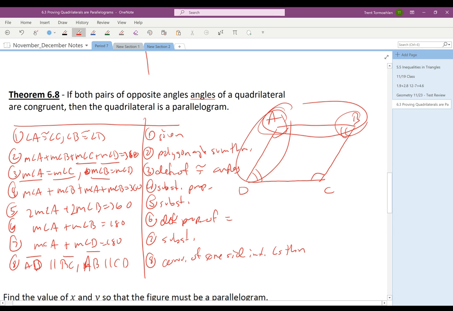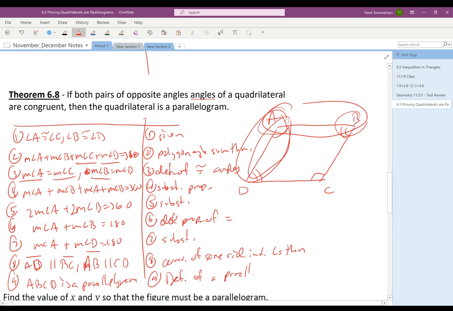And so I just said that I'm able to show that these are supplementary. So that means those lines are parallel. And then the same thing about A and B. That then is enough to say it's a parallelogram. And that's just by definition, by definition of a parallelogram.